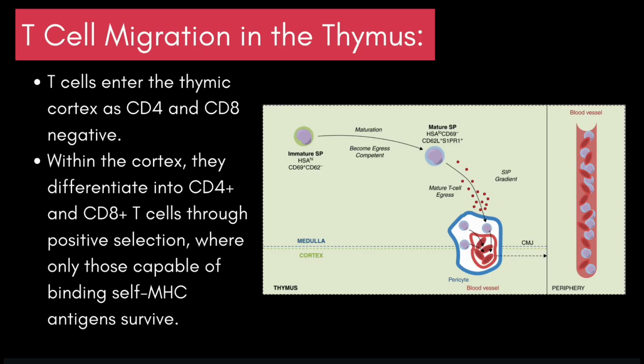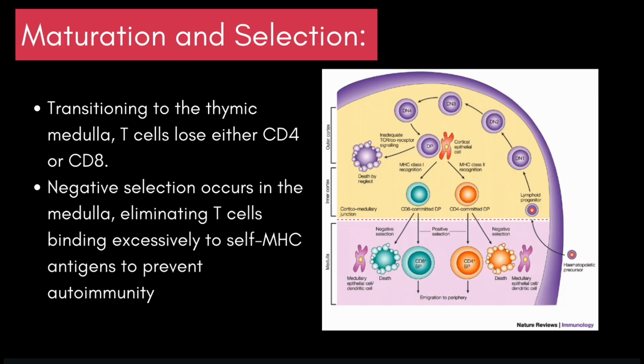I'd like to open up starting the lecture off talking about T-cell migration in the thymus. T cells enter the thymic cortex as CD4 and CD8 negative. Within the cortex, they differentiate into CD4 plus and CD8 plus T cells through positive selection, where only those capable of binding self-MHC antigens survive. Let's go ahead and move on to the next concept.